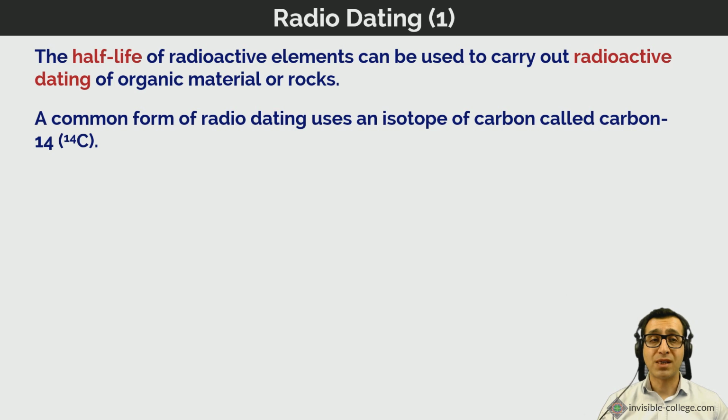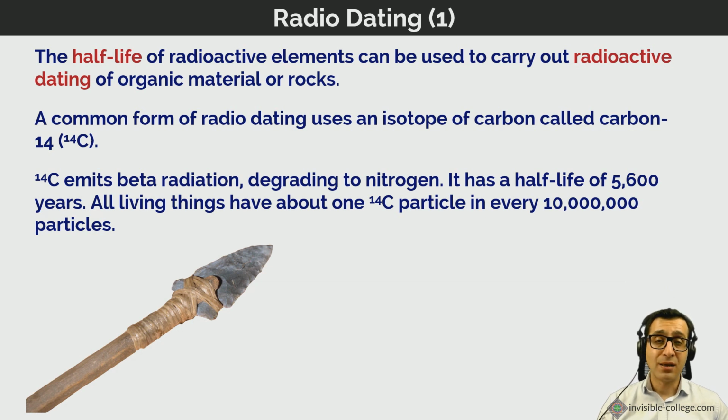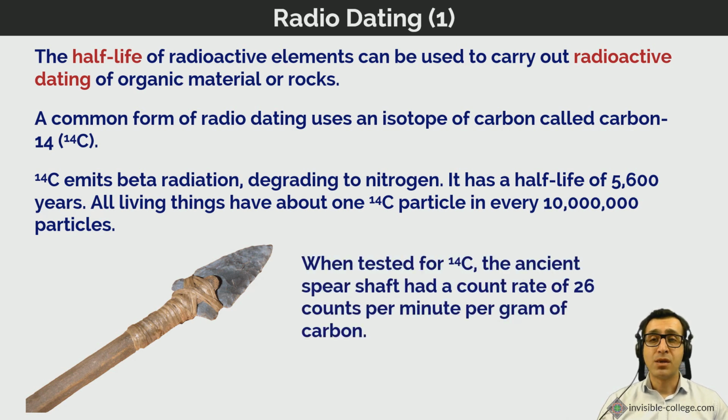The half-life of carbon-14 is 5,600 years. Now, all living things have roughly one carbon-14 particle in every 10 million carbon atoms. And so anything which is made from biological materials such as wood, for example, or tendons which were used to bind the tip of the spear to the shaft, can be radiocarbon dated. So when tested for carbon-14, for example, this ancient spear shaft had a count rate of 26 counts per minute per gram of carbon. So we can use that count rate and our knowledge of the half-life of carbon-14 to calculate the age of the spear shaft.